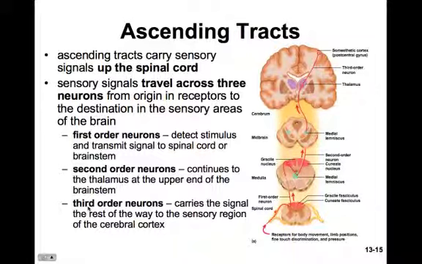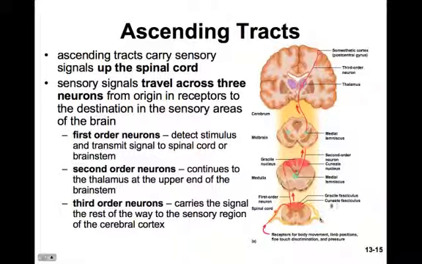The sensory signals travel across 3 neurons from the origin in the receptors to the destination in the sensory areas of the brain. We'll look at several different ascending tracts. Again, there are 3 sequential neurons in the ascending tracts. The first-order neurons will detect the stimulus and transmit the signal to the spinal cord or the brainstem here. The second-order neurons continue up through the spinal cord to the thalamus at the upper end of the brainstem.